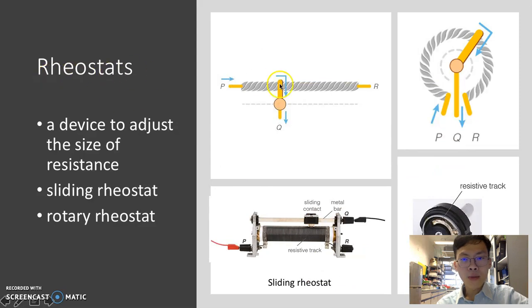And for rheostats, we have 2 kinds. The first kind is what we call the sliding rheostat, and the second one is the rotary rheostat. It is the device used to adjust the size of resistance.